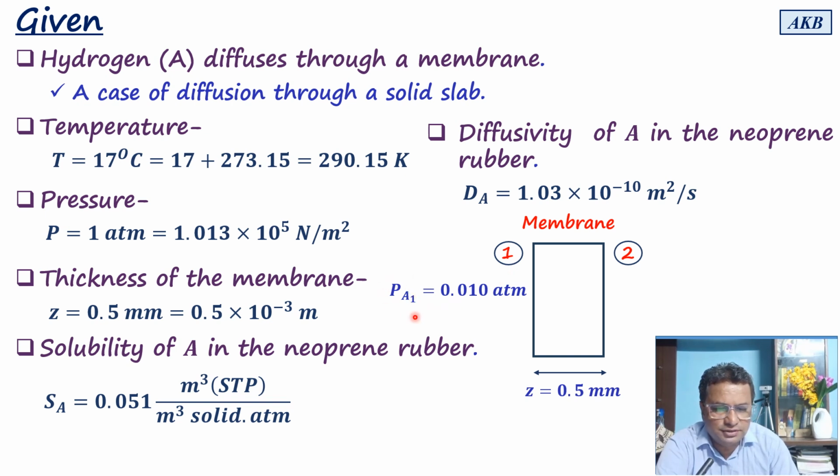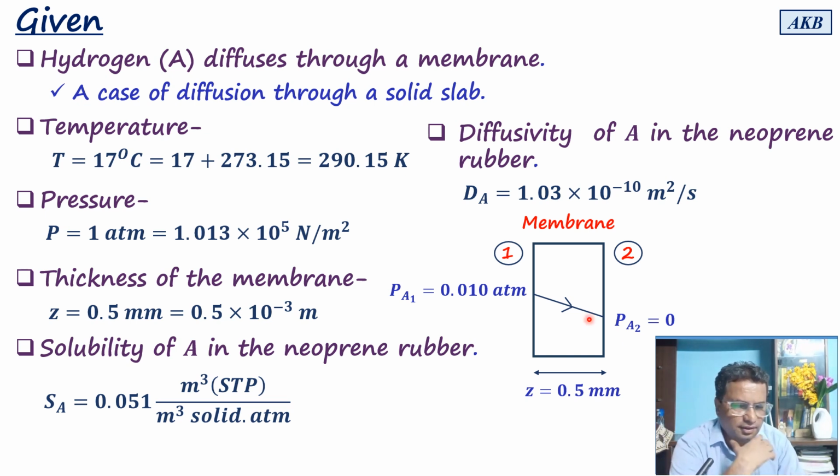of hydrogen, it is given to us, it is 0.010 atmosphere. So partial pressure at end 1, I'm denoting it as PA1, partial pressure of A at end 1, this is 0.010 atmosphere, whereas it diffuses to the other end where its partial pressure is 0. That means on this end there is no hydrogen, therefore its partial pressure is 0.